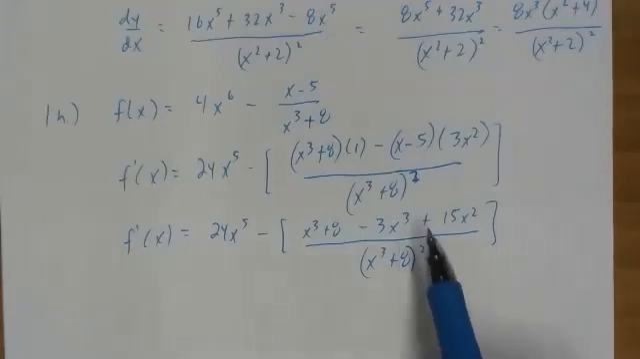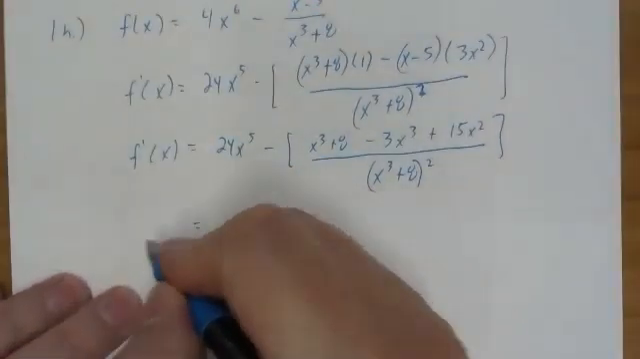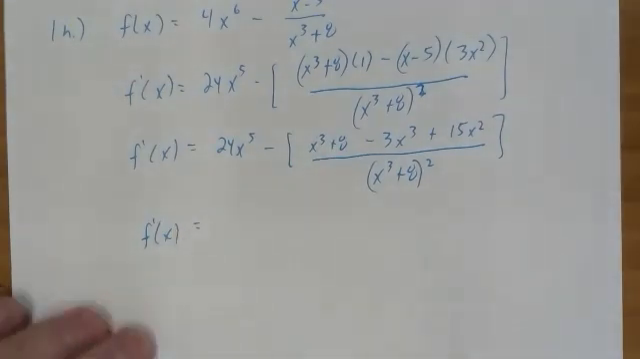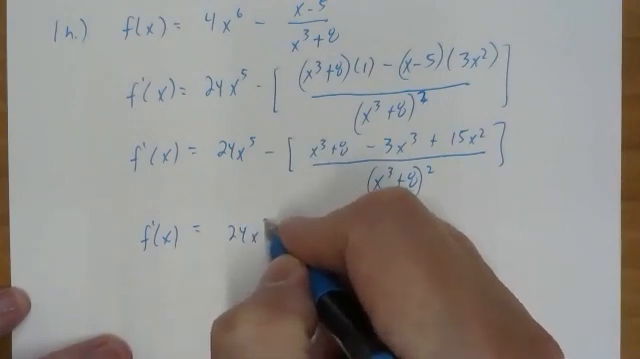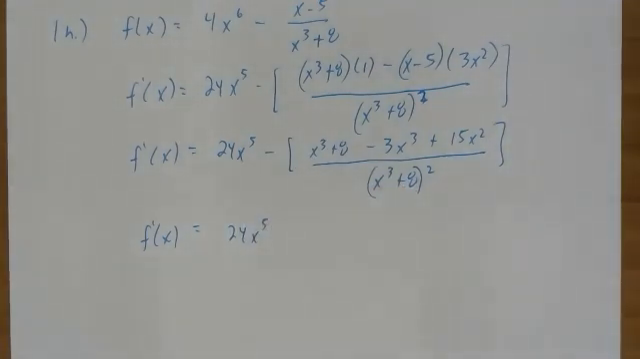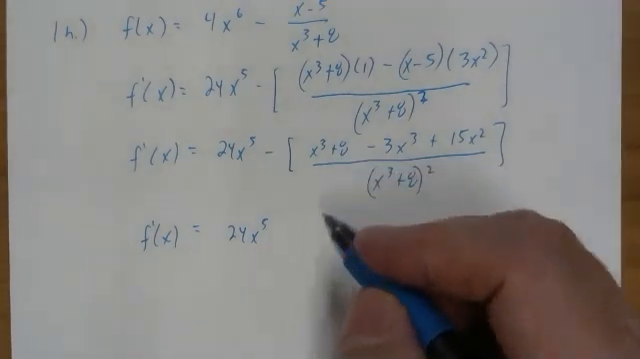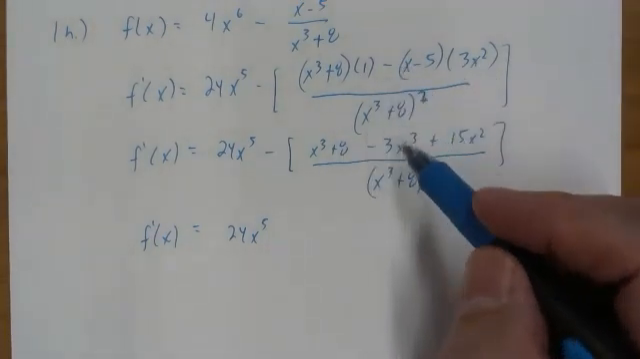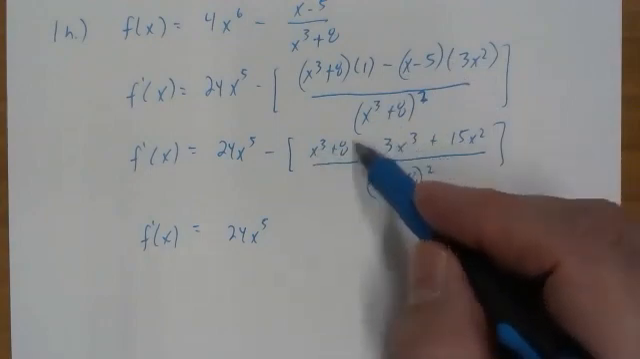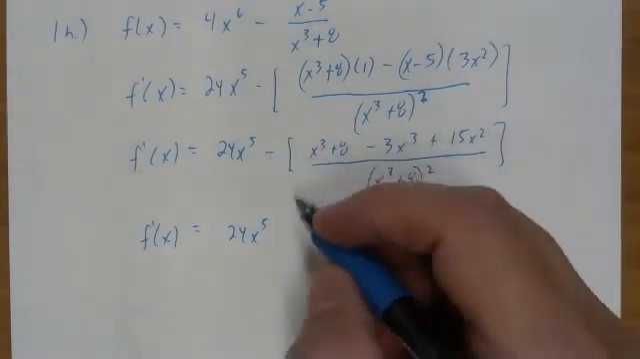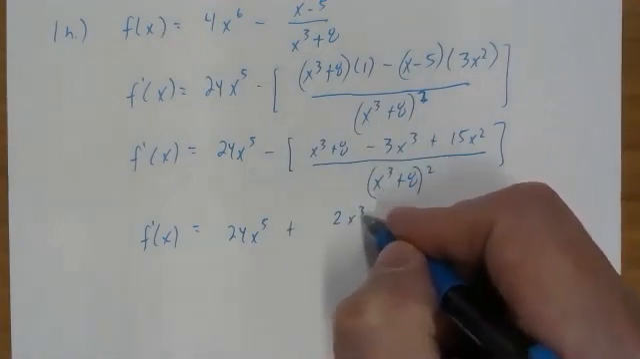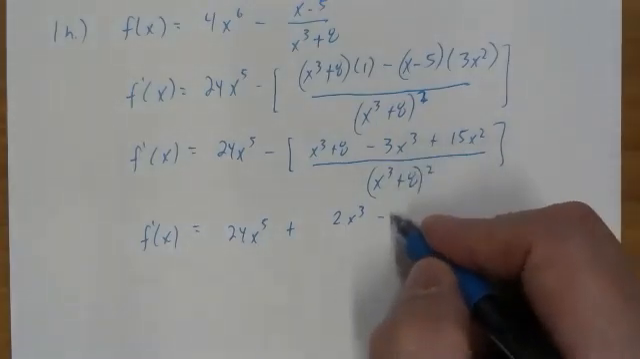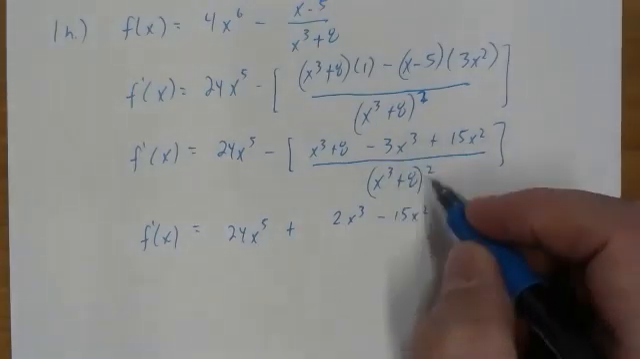So I guess I can combine a couple like terms, x cubed minus 3x cubed. Sometimes these derivatives are just not too pretty when you're all done. 24x to the 5th. Let's go ahead and going to have negative 2x cubed, and I'm going to bring the negative inside. So it's going to be 2x cubed minus 15x squared.